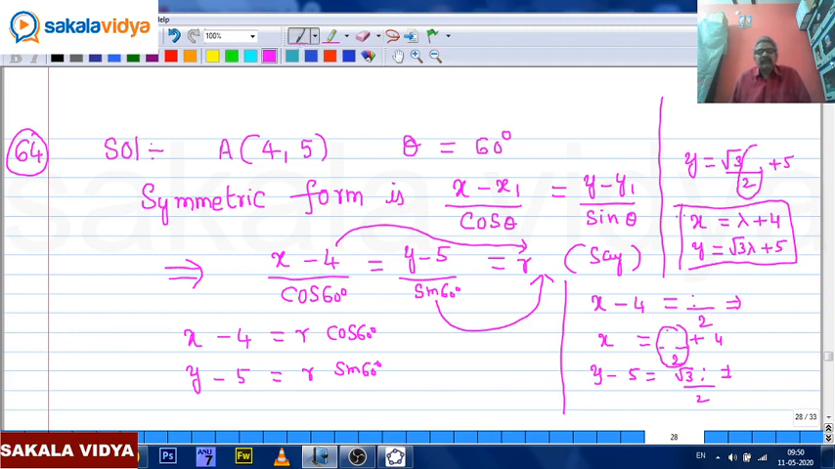Here x minus 4 is equal to R by 2. This will be R by 2 plus 1. This will be 3R by 2. This will be root 3R by 2. Better say, let us say R by 2 is equal to lambda. Then we get these two equations.